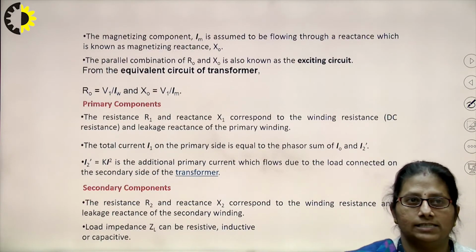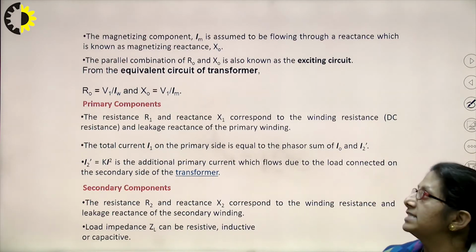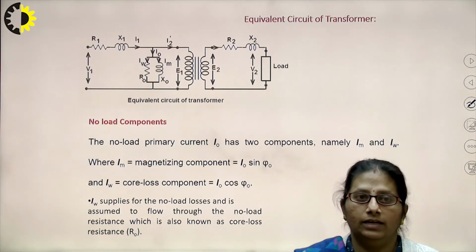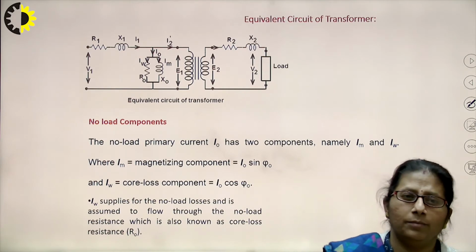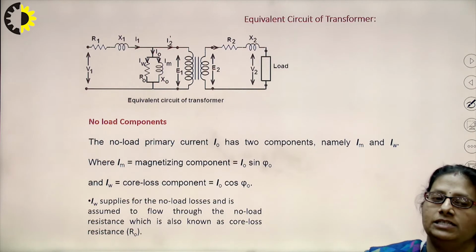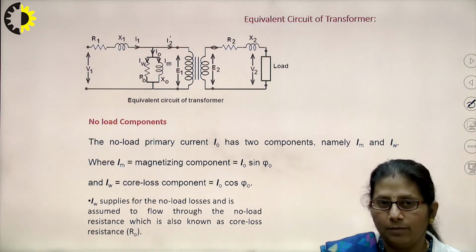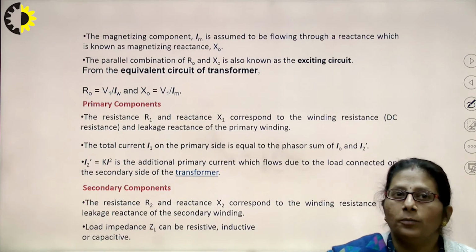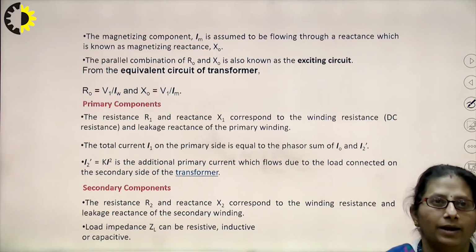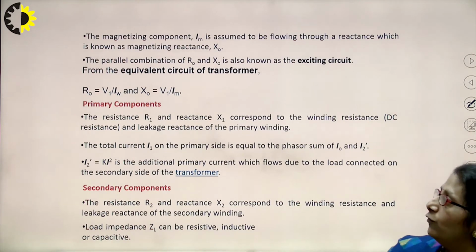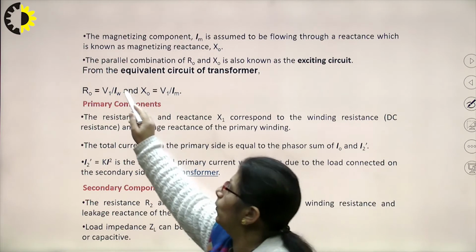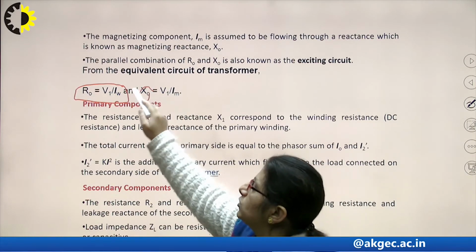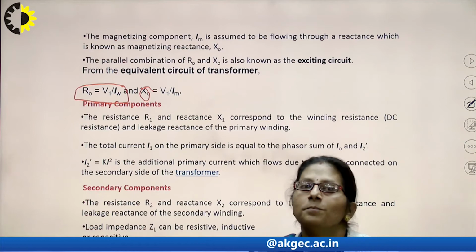So, this is what we have just discussed. The value of R0 can be very easily given. We just discussed that the no load components are Im and Iw, that is the magnetizing component and the working component. Just to revise, the magnetizing component is I0 sin phi naught, and the working component is the cos component. The magnetizing component Im is assumed to be flowing through a reactance known as the magnetizing reactance. I know that the voltage across R0 is V1, so the value of R0 can be very easily calculated as V1 upon Iw. Similarly, the value of X0 can be calculated as V1 by Im.